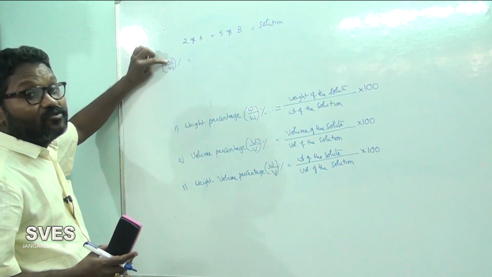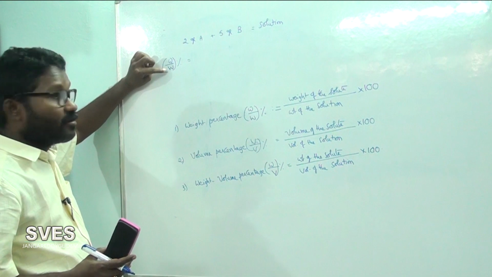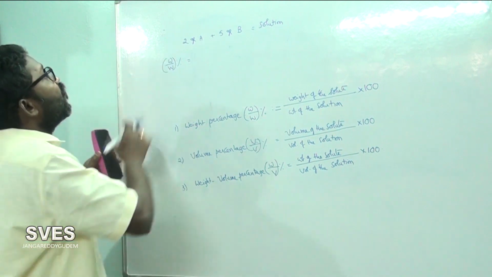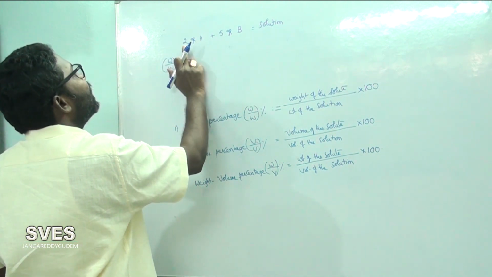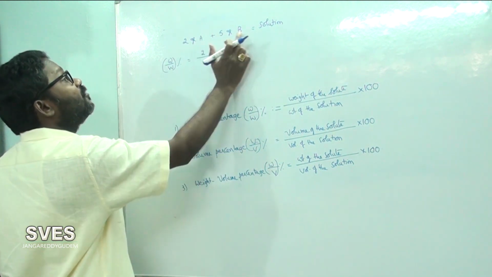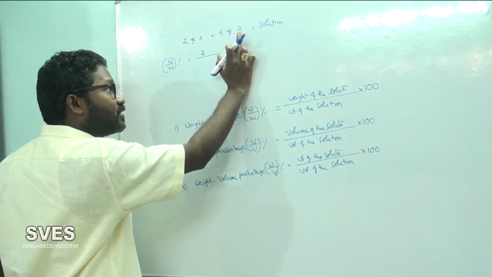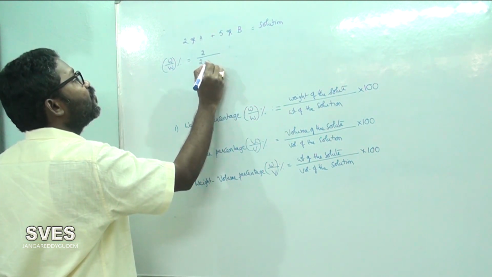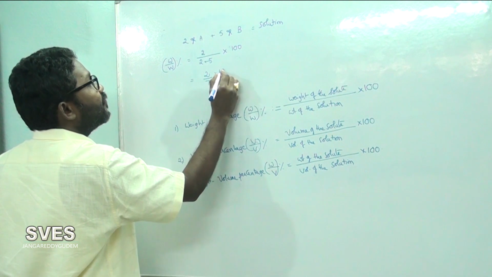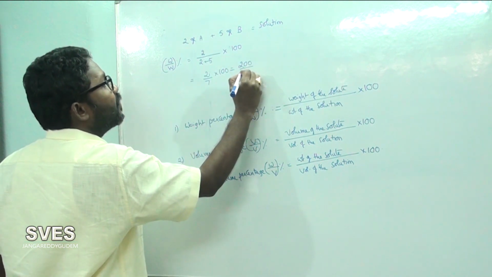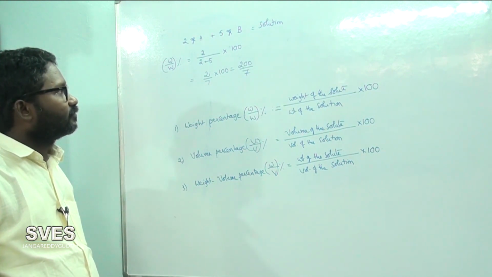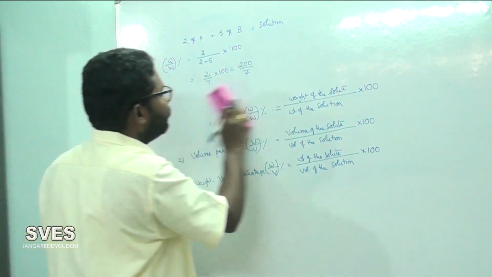W by W. The numerator W stands for the weight of the solute. This is the weight of the solution into 100. What is the solute in this mixture? The lesser quantity component, 2 grams. Solute weight is 2. Weight of the solution means the weight of the solute plus the weight of the solvent. So 2 plus 5, into 100. 2 by 7 into 100, that is 200 by 7. You calculate.